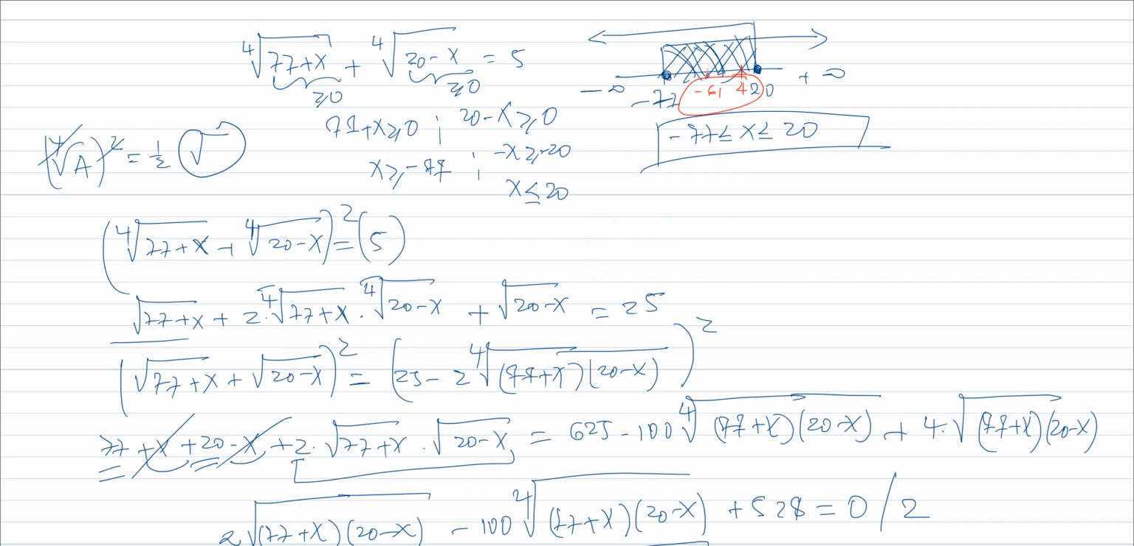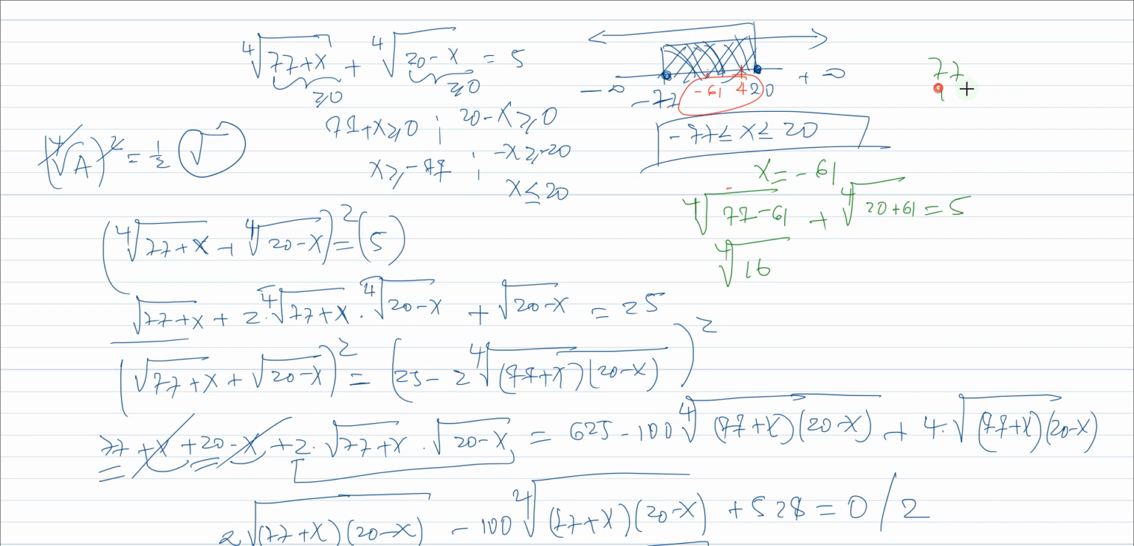So now guys, if you want to check, let's check rapidly with one of the solutions. Let's pick minus 61, right? Let's verify with x equals minus 61. Replacing this value in our equation, we're going to have fourth root of 77 plus x, which is minus 61, plus fourth root of 20 minus x, this negative with this negative is going to be positive, plus 61, and this is 5. So we're going to have then fourth root of, this is going to be what, guys? This is going to be 16, right?